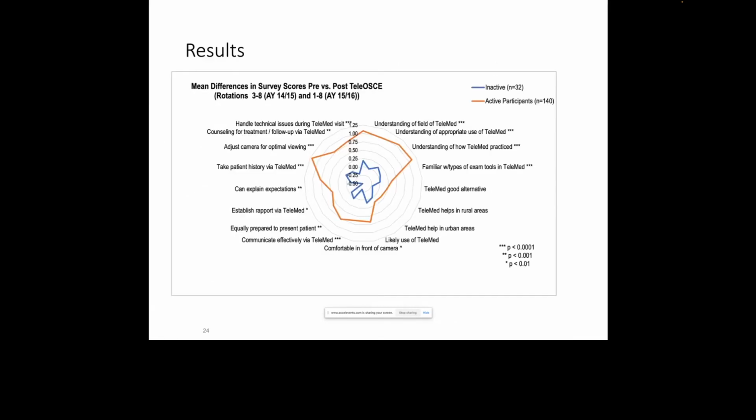And what we found was this. These are basically the active participants. The ones who got the TeleOSCE are in orange. The ones who didn't are in blue. The wider the spider graph means the greater the difference between the pre and the post. So in this survey, if our hypothesis is correct, that doing the TeleOSCE will improve your knowledge of, confidence in, and attitude towards telemedicine, you want to see a wider spread. So what you can see from this is that the people who didn't get it had much less change over 5 weeks than the ones who did get it.